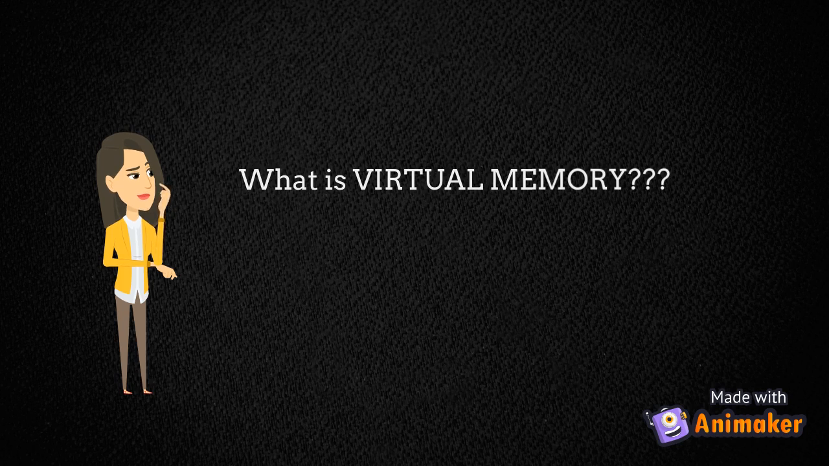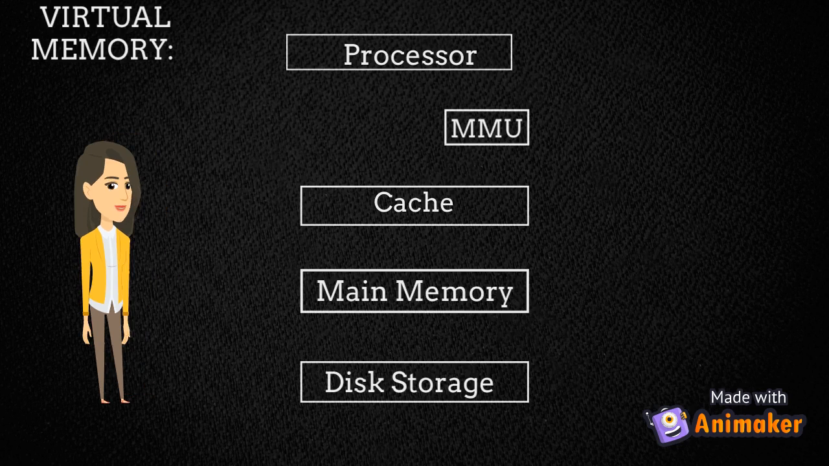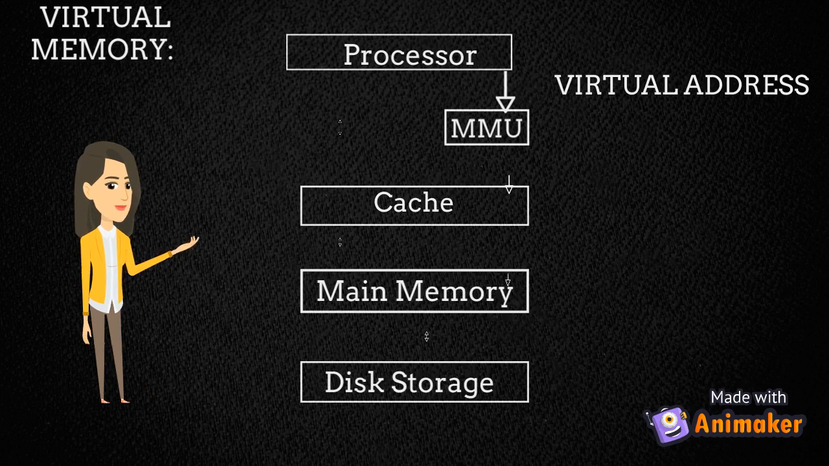Operating system automatically transfers data between the main memory and secondary storage. Techniques that automatically move program and data between main memory and secondary storage when they are required for execution are called virtual memory techniques. But the question is how the address is translated. What is address translation? Let's discuss now.